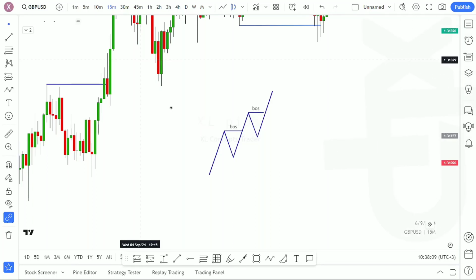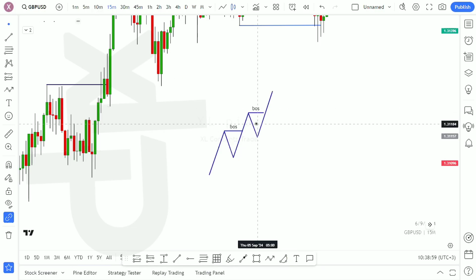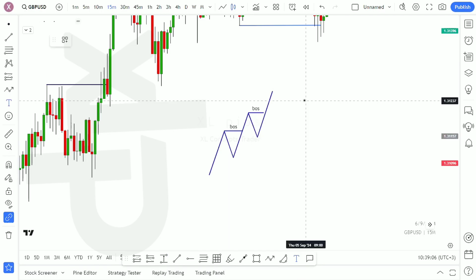Setups, if you just focus on the issue of break of market structure. Okay, so there are two types of break of market structure. We have the continuation break of market structure and we have the reversal break of market structure. These are the two types of market structure break that we have.